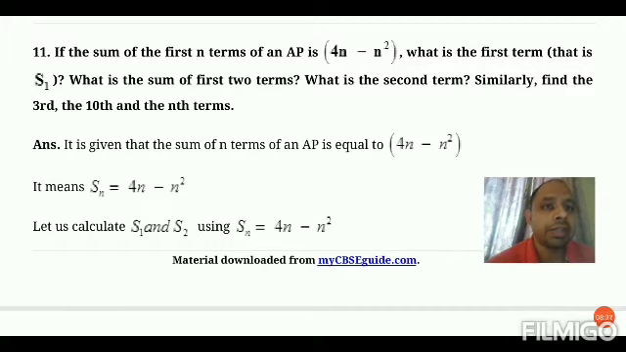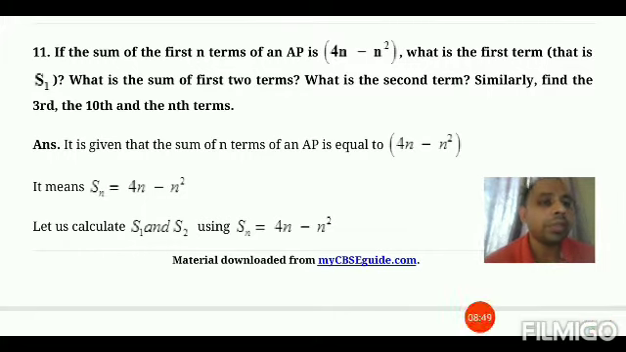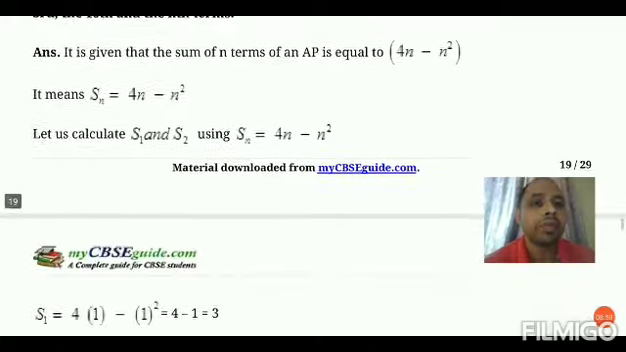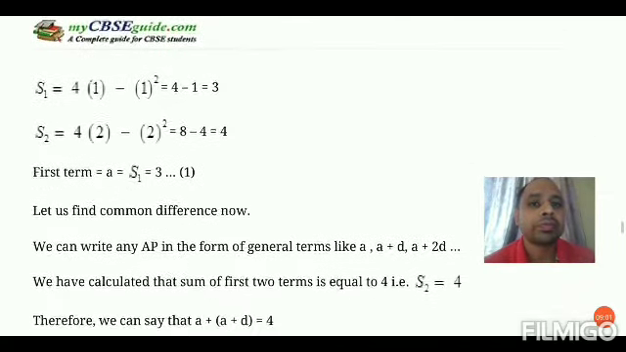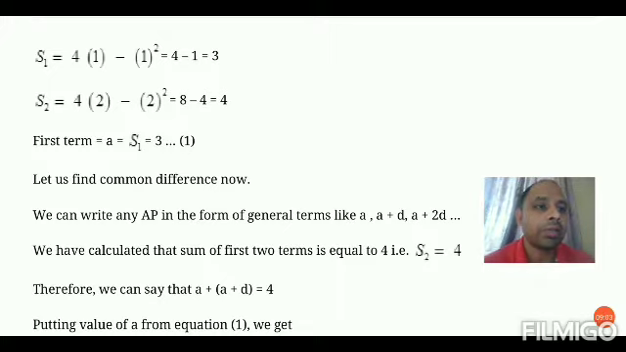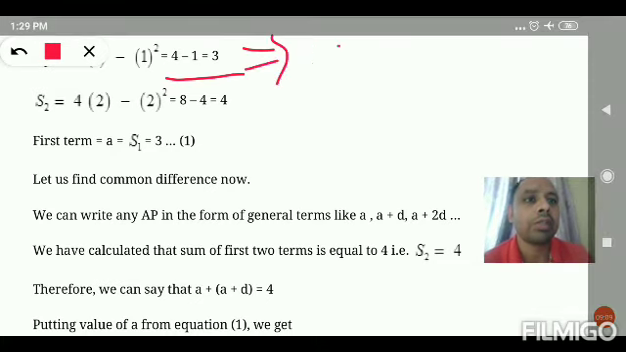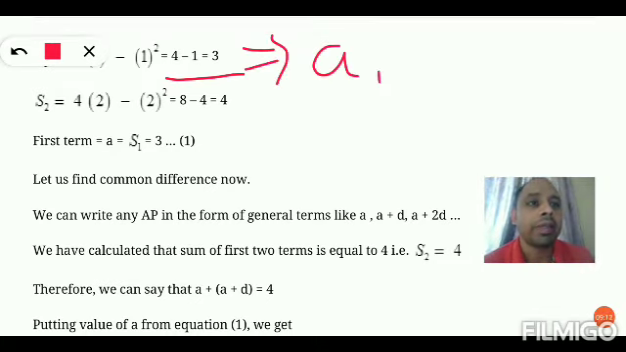After finding S2, S2 means nothing but a1 plus a2. If you substitute the value of a1 from S1, then you are able to find the second term. Similarly, find the third term, 10th term, and nth term. So it is very clear. Here Sn is given as 4n minus n square. So let us calculate S1 and S2. For S1 we substitute the value of n as 1. Therefore we are able to find S1 as 3, which is equal to a1.